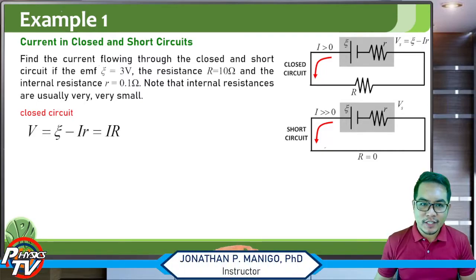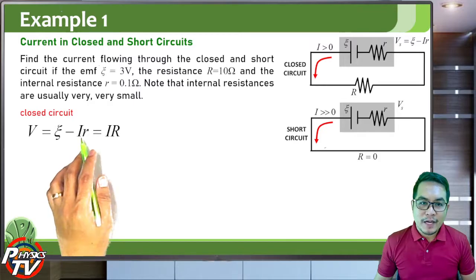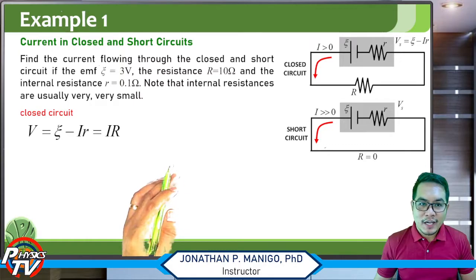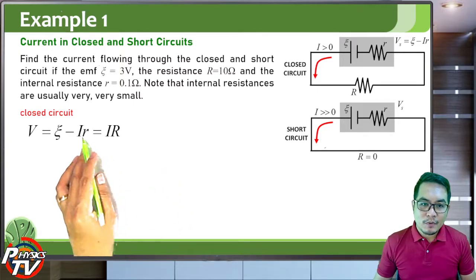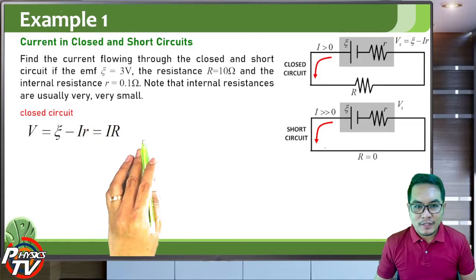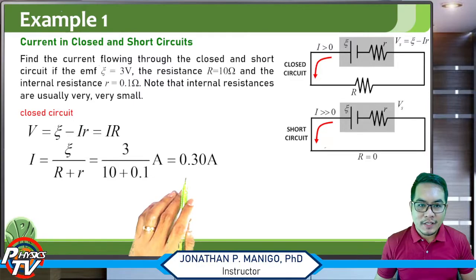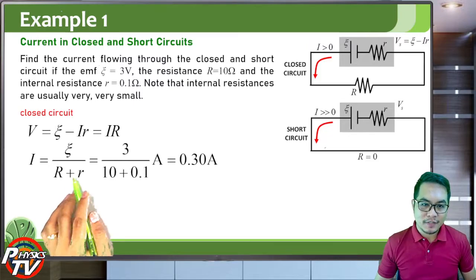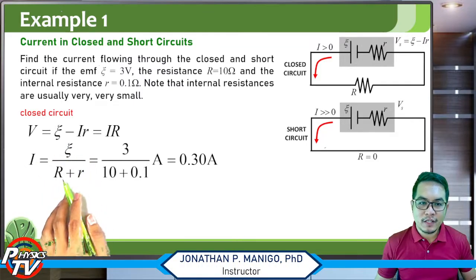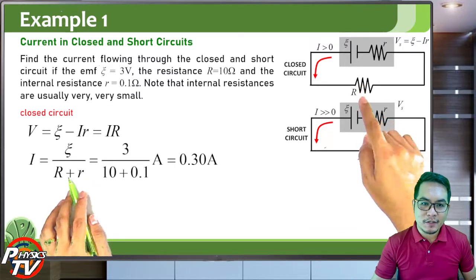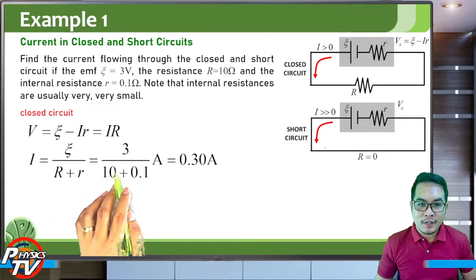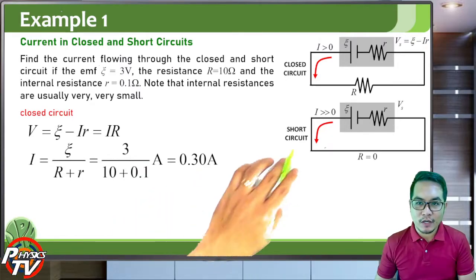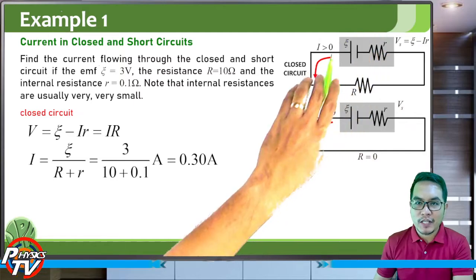So for the closed circuit, the voltage is the EMF minus I times r. In this case, we need to solve for the current. So cross multiply I here, and then factor out current. So you have R plus r, and divide by R plus r, and you will get this one. So EMF over capital R, the resistance of this resistor, plus the internal resistance of the battery. So 3 volts, then 10 ohms, 0.1 ohms. The final unit is amperes, so 0.30 amperes. For the closed circuit, there's 0.30 amperes flowing through this circuit.